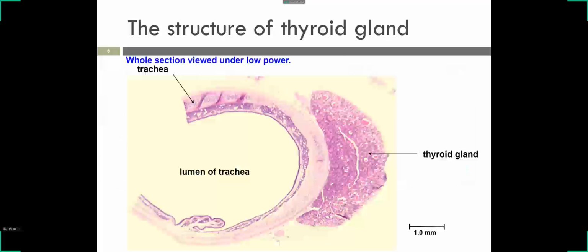So what does it look like under the microscope? This is just a whole section viewed with low power under the microscope, cross section. And you can see here the lumen of the trachea. And then next to the trachea, you can see the thyroid, that butterfly formation. Okay? And if you look very closely, you can start to see little circles, which I will show you briefly what those are and what their role is.